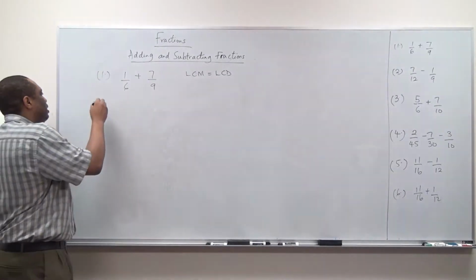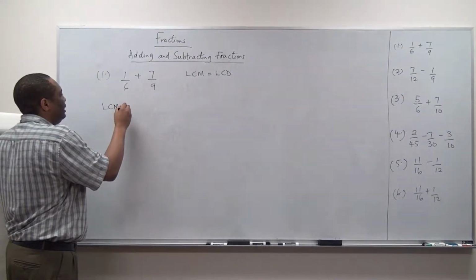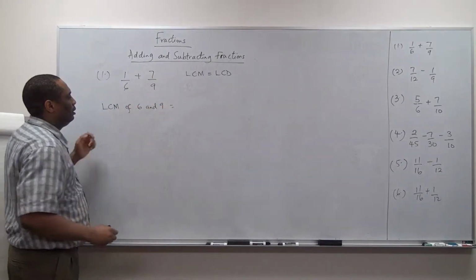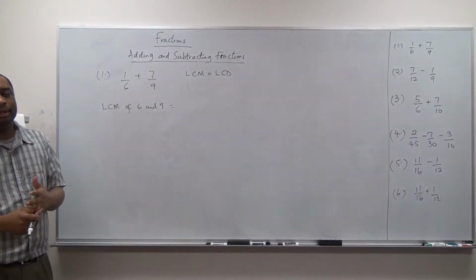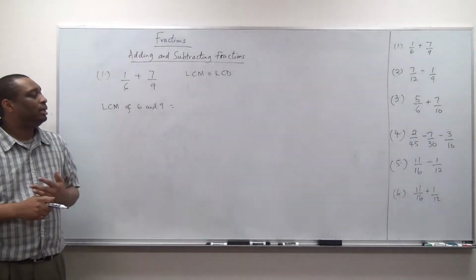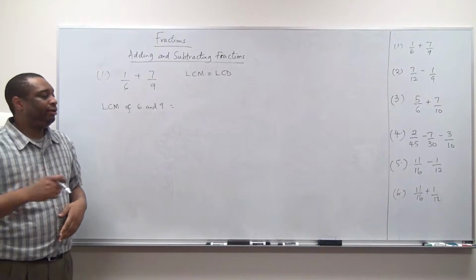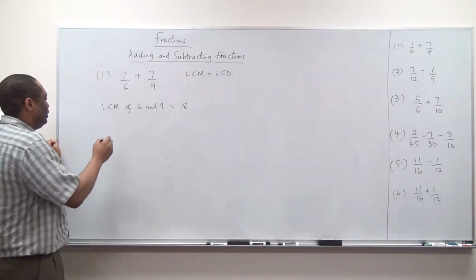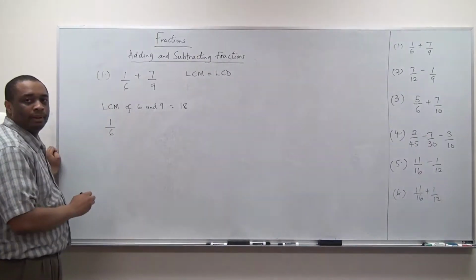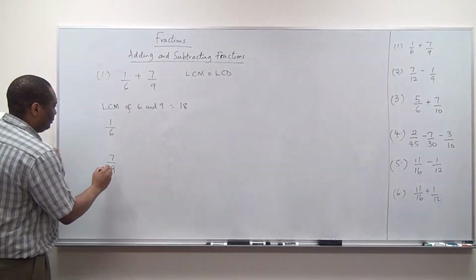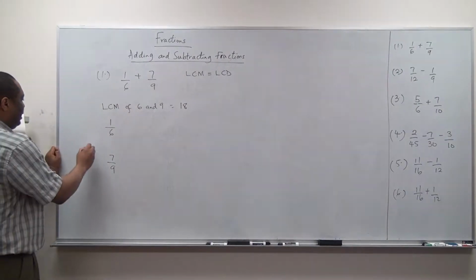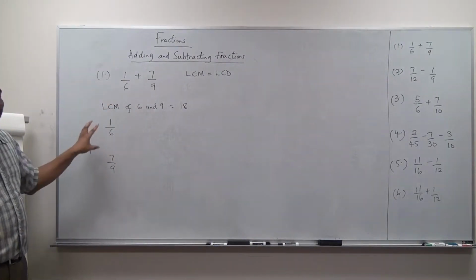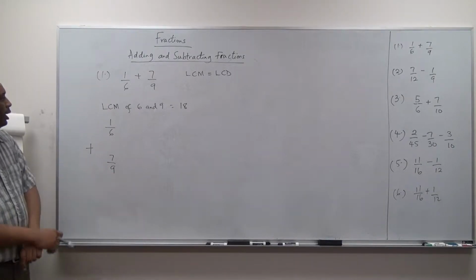So what is the least common multiple or least common denominator of 6 and 9? From that video you should know this. Just view that video, okay? And this gives us 18. So we have 1 over 6 and we have 7 over 9, and we put the plus sign right here. It is better we write it this way.